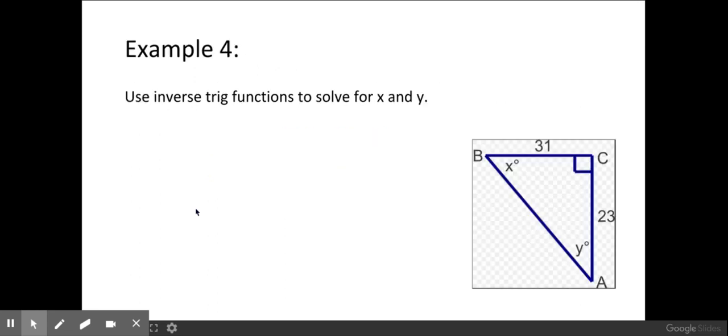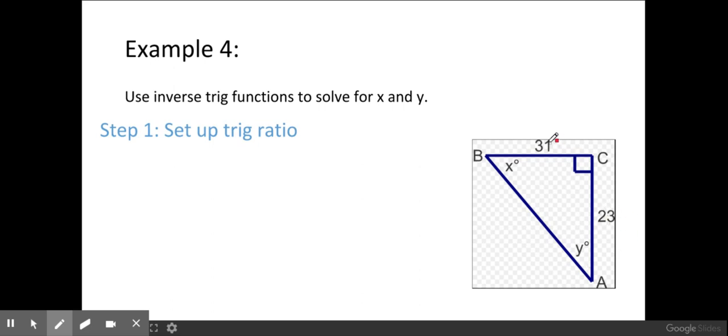So here we have an example. Use inverse trig functions to solve for x and y. So as you can see, we are solving for angles. So that would require us to use the inverse trig functions to solve. So our first step is always going to be to set up whatever the trig ratios are.